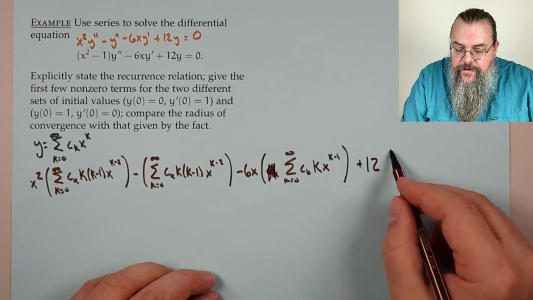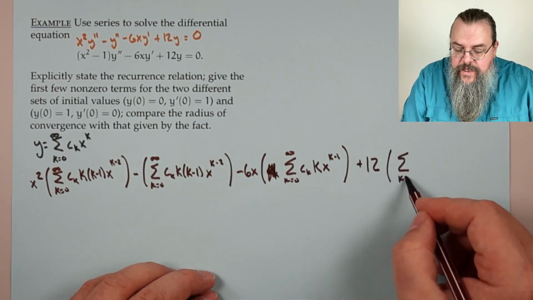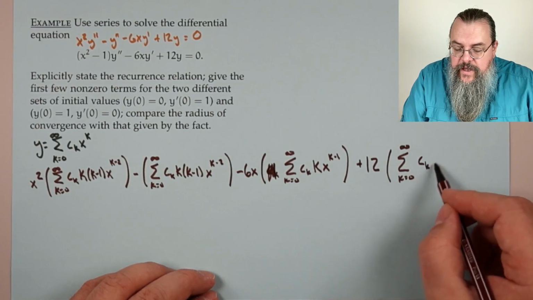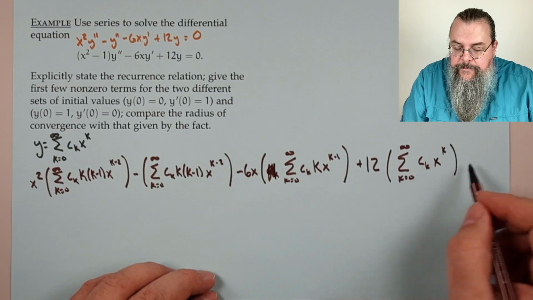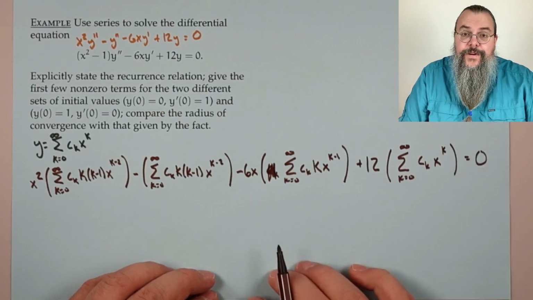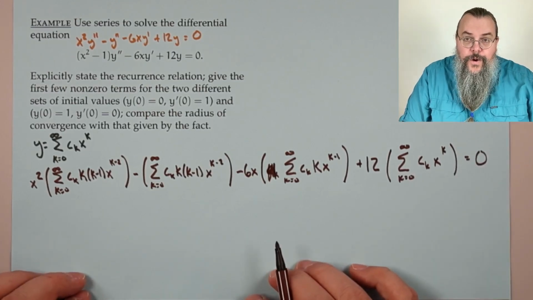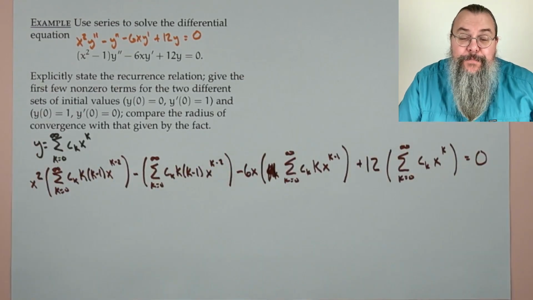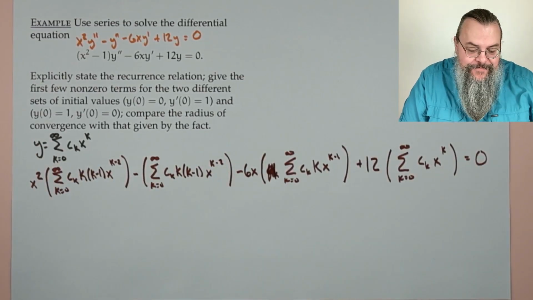So plus 12, sum k equals 0 to infinity of c_k x^k. All of that equals 0. Whew. All right. It's good that we have big paper, right? Big paper for big ideas.